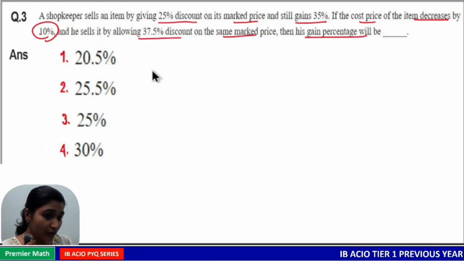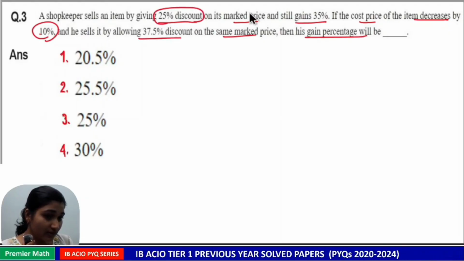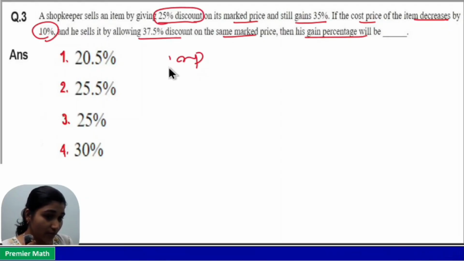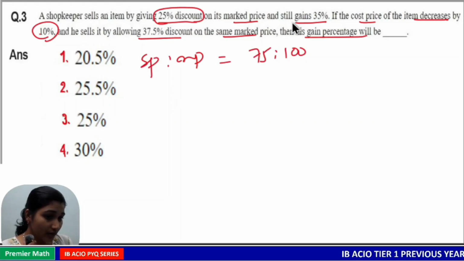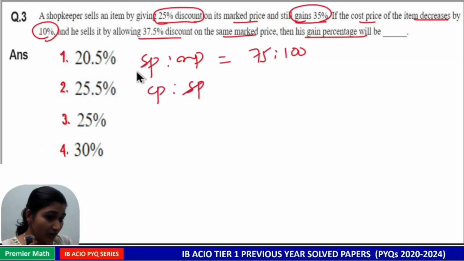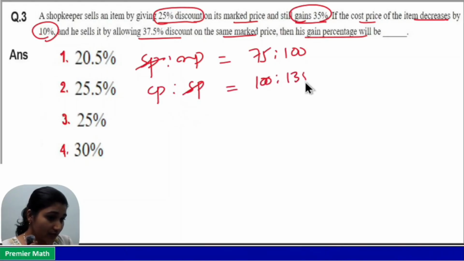Here take the ratio of respective percentages. 25% discount means discount is given on mark price. So take the mark price and sell price ratio. If mark price is 100 rupees, 25% discount means 100 minus 25, 75 rupees is the sell price. Now gain is 35% means take the cost price and sell price ratio. Then I can cancel the sell price here. If cost price is 100, sell price is 135.